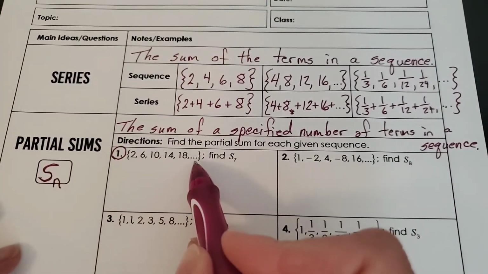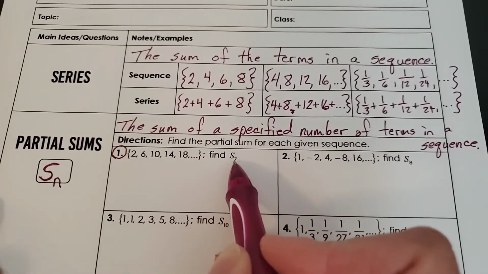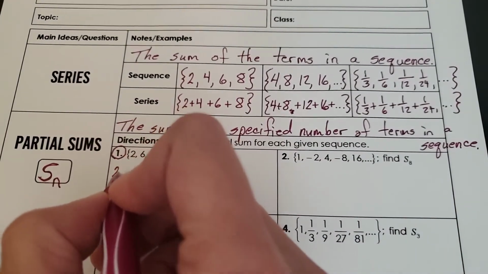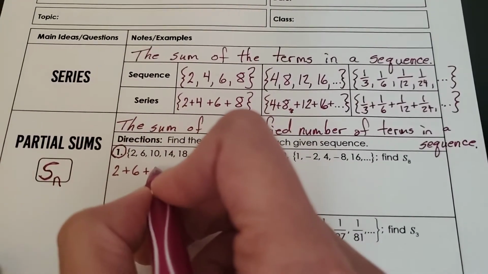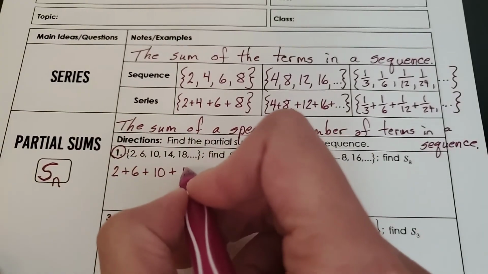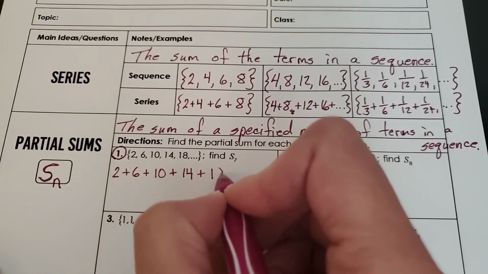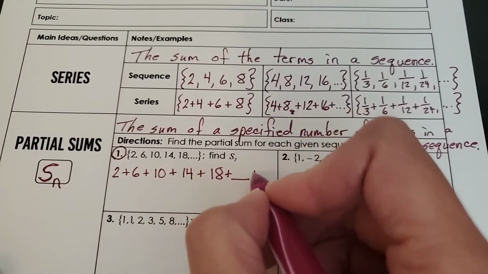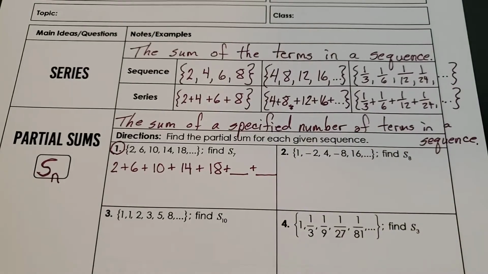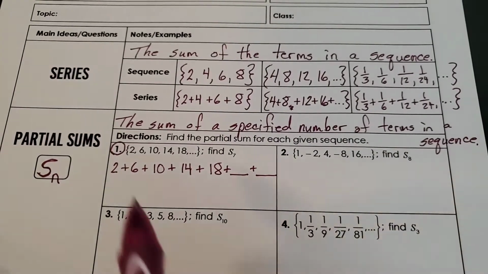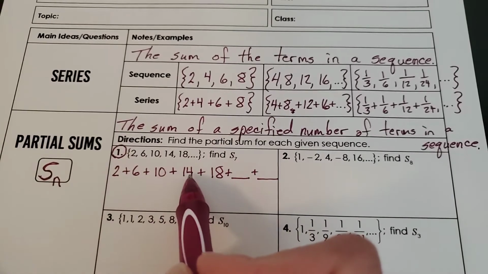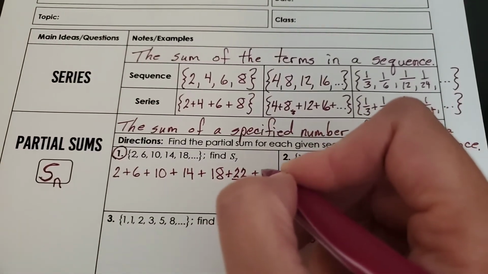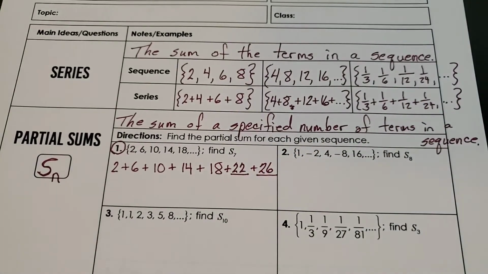We have a sequence, and we want to find the sum of those first 7 terms. Well, here's the first term, plus the second term, plus the third term, plus the fourth term, plus the fifth term. Well, I've got to get up to 6th and 7th terms there. So I better figure out the pattern here. It looks like I'm adding 4 each time. So this would be plus 22, and this would be plus 26.